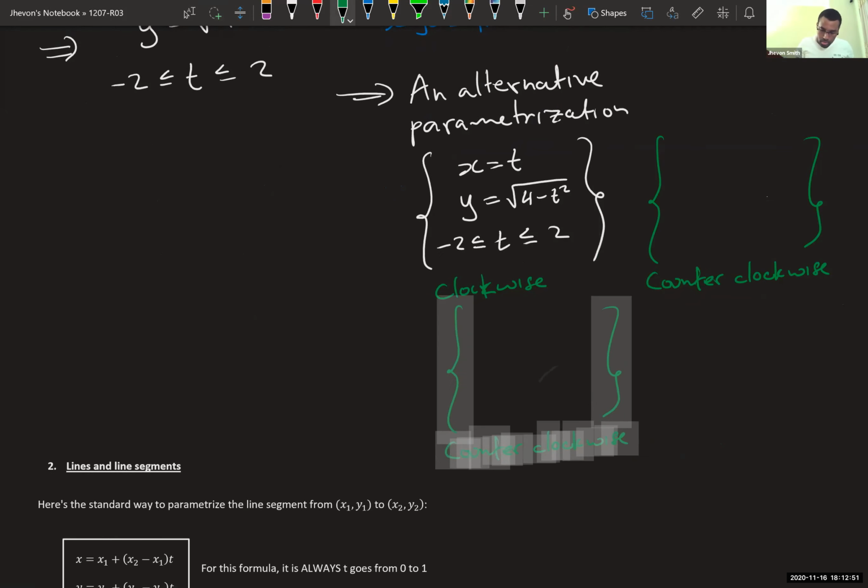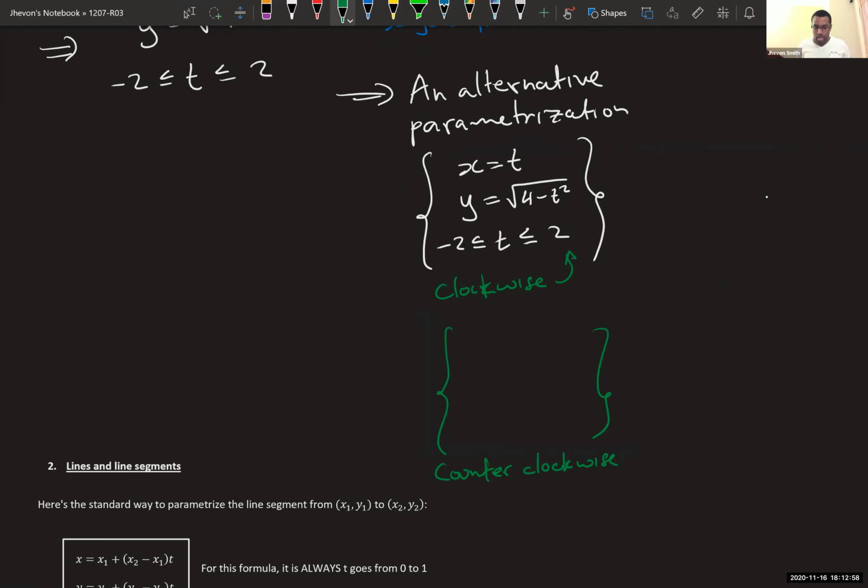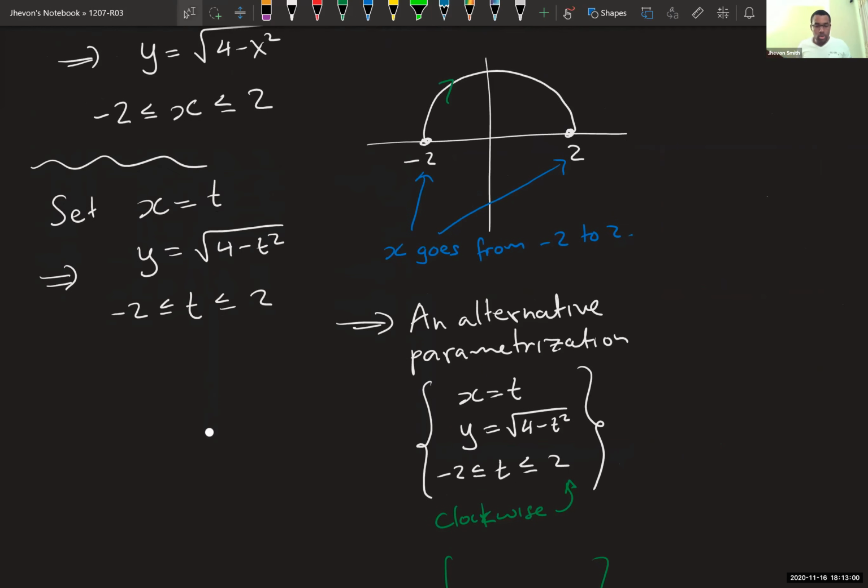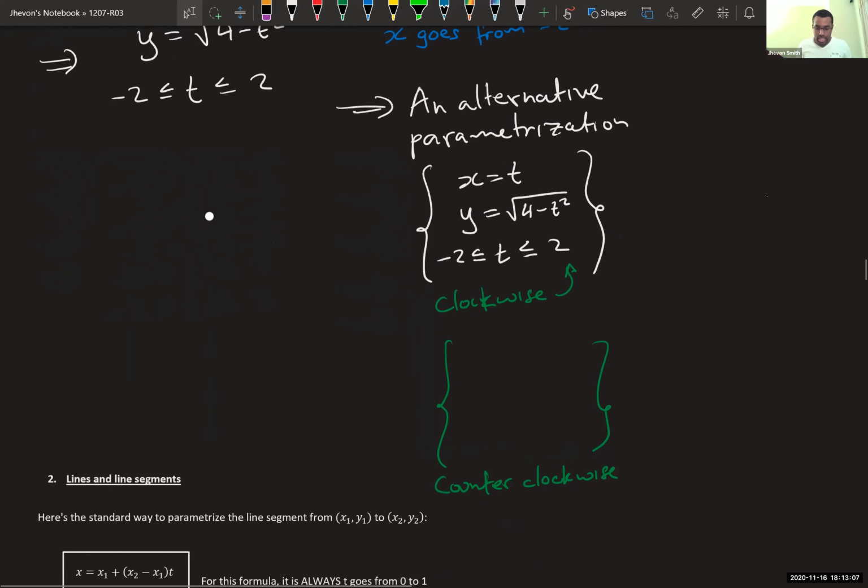I could actually change, so this was going around it clockwise. If you plug in t equals -2, you'll notice that you start on the left, and as t increases to 2, you move to the right. If I wanted to switch this, I could change that just by putting a negative sign in front of t.